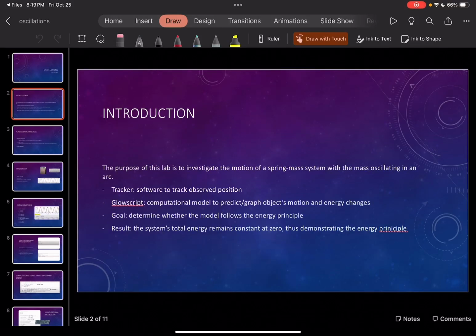So let's get started. The purpose of this lab is to investigate the motion of a spring mass system with the mass oscillating in an arc. We use the Tracker software to track the observed position through our video. We use GlowScript as a computational model, and the goal is to determine whether the model follows the energy principle. The result that we ended up getting, which we'll show throughout this lab, is that the system's total energy remains constant at 0, thus falling in line with the energy principle.